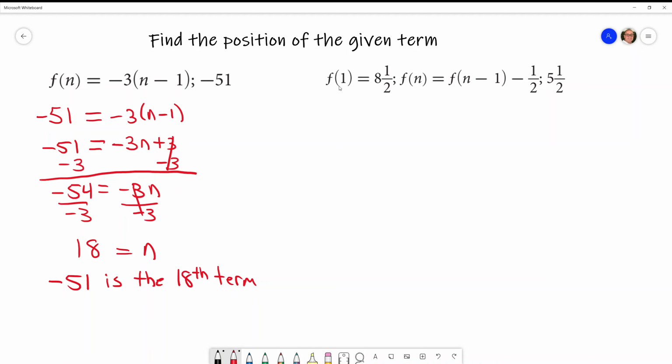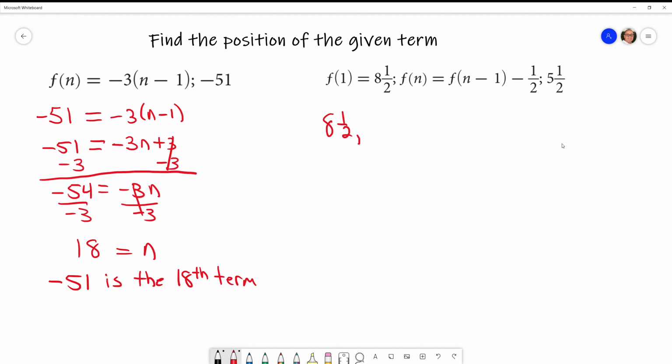So we're going to go ahead and our first term is 8.5. And we can see that the sequence here says f of n equals f of n minus 1. Take the previous term and subtract half. So the pattern here is we're going to keep subtracting half until we get to 5.5.